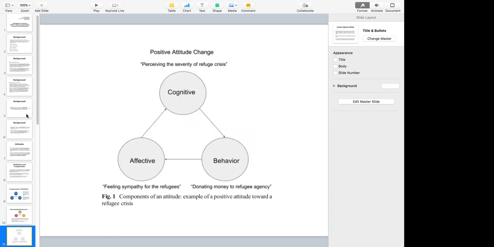So let's take an example of perceiving the severity of a refugee crisis. The positive attitude change that we're trying to have here is understanding the severity of the refugee crisis. The cognitive component would be that you read an article about the refugee crisis on CNN or the New York Times. The affective attitude component will be you're feeling sympathy for the refugees. You feel bad for them.